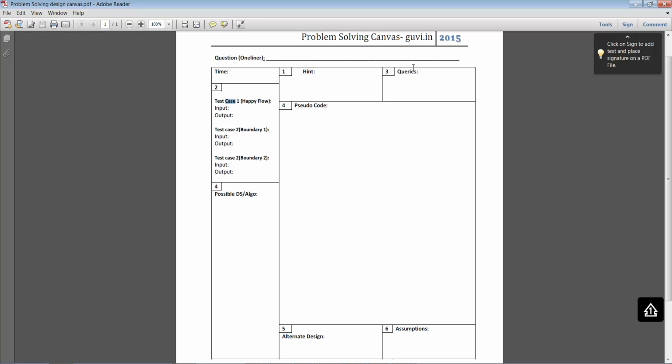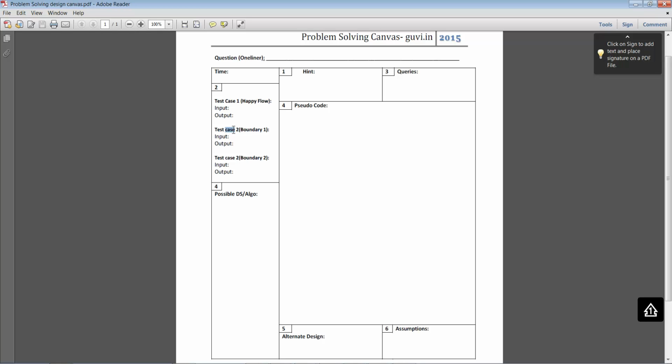While writing the test cases, you will have all the queries. What is the maximum range of this? What is the minimum range of this? Those things will come into the test cases. That's why 2 and 3 are clubbed together. While starting the test cases, you will have all the questions. So at the end of the test case phase, you will be clear about what it is all about.